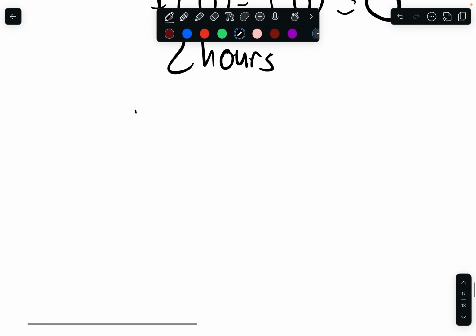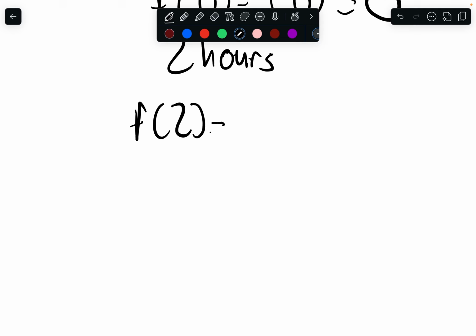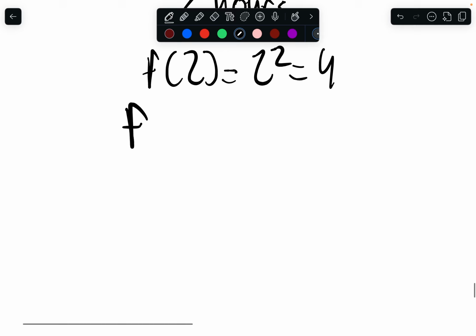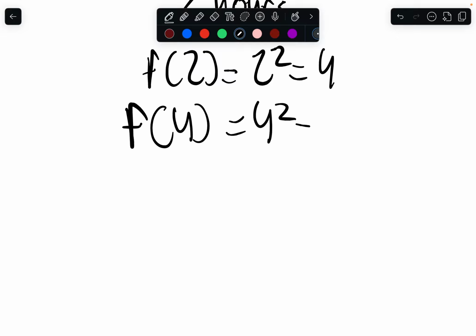The amount of money I have after 2 hours is just 2 squared. This is going to be $4,000 I'll gain in total. Now let's use a point that's like 2 hours away. So 4 hours. 4 squared is equal to 16.